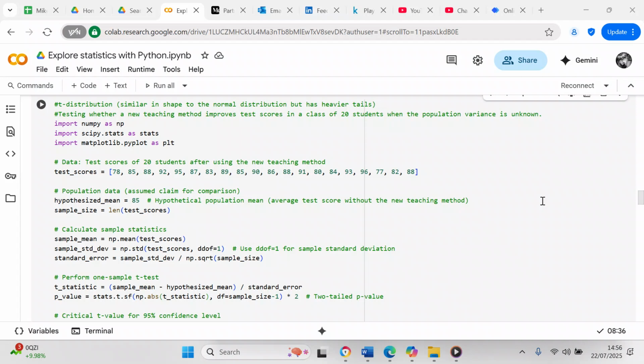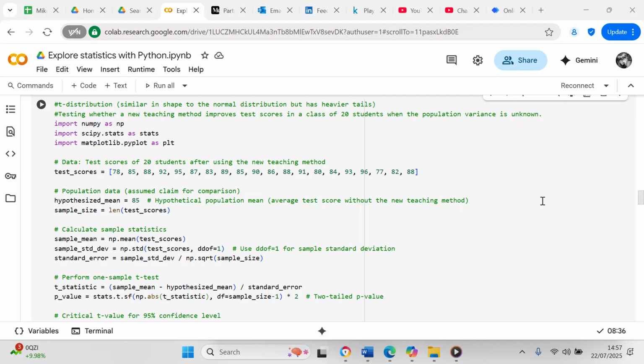YouTube viewers, in this video we're going to perform a hypothesis test using a t-distribution. A t-distribution is similar to a normal distribution with the exception that it has heavier tails. The hypothesis test we're going to perform tests whether a new teaching method improves test scores in a class of 20 students when the population variance is unknown. We're going to perform this hypothesis test in Python.